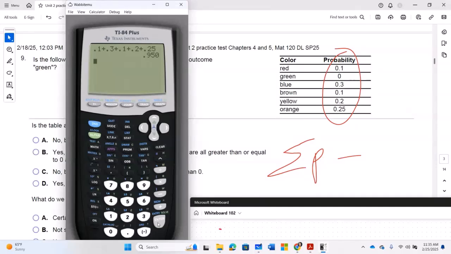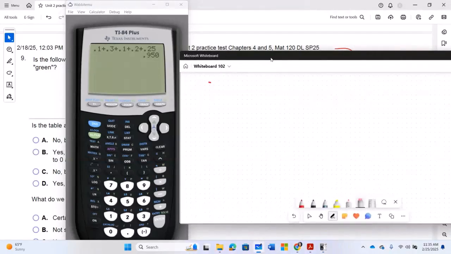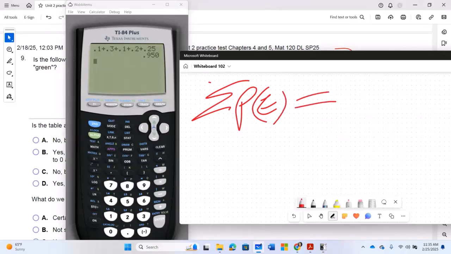The question is, does this sum up to 1? No. It's not equal to 1. The sum of all the probabilities is not equal to 1. Therefore, it is not a probability model. That's against the rule. Therefore, the distribution is not a probability model. It has to be equal to 1.